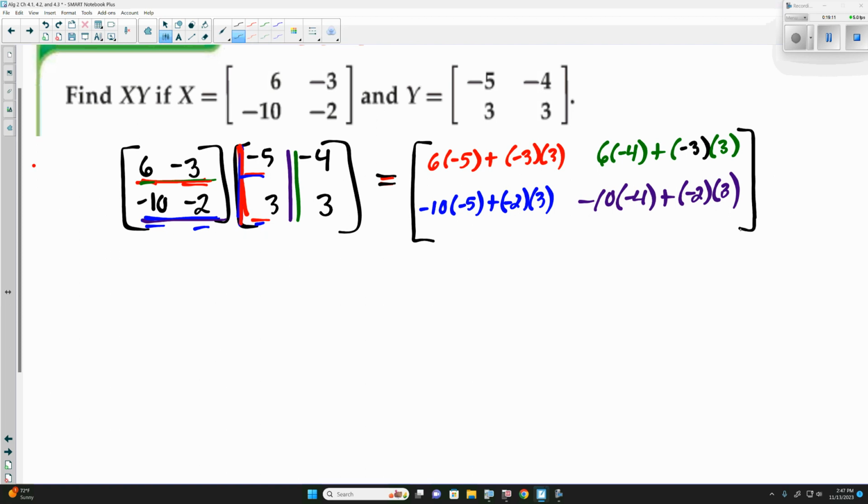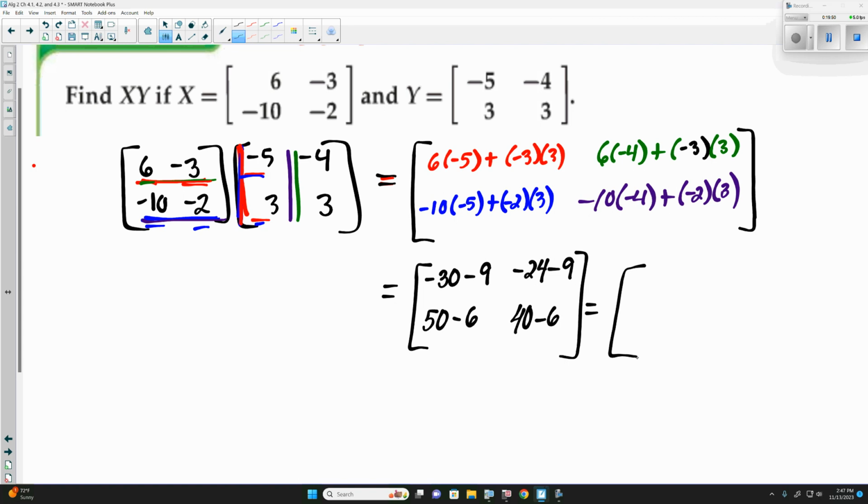Now, if we look at these here, we can simplify some things. 6 times -5 is -30. -3 times 3 is -9. 6 times -4 is -24. -3 times 3 is -9. The bottom row, -10 times -5 is 50. -2 times 3 is -6. -10 times -4 is 40. -2 times 3 is -6.